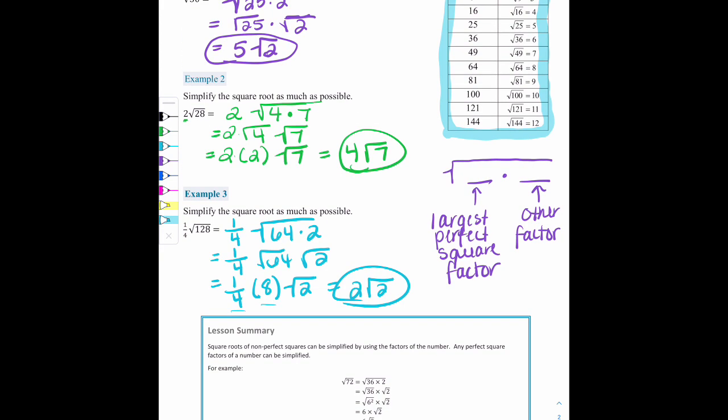Okay, so as a summary, remember, square roots of non-perfect squares can be simplified using the factors of the number. Any perfect square factors of a number can be simplified. And you have another example down at the bottom using the square root of 72. And that concludes your lesson on simplifying square roots.